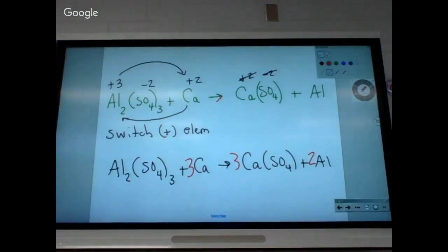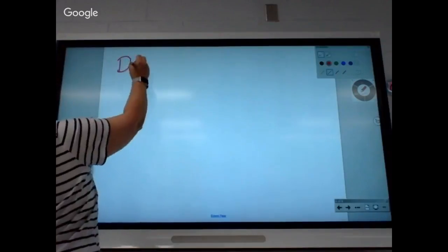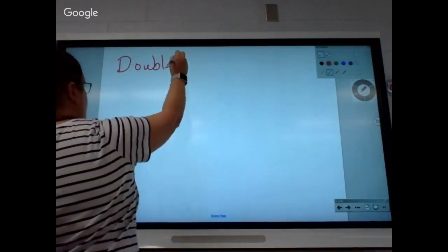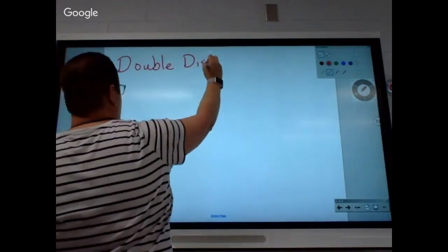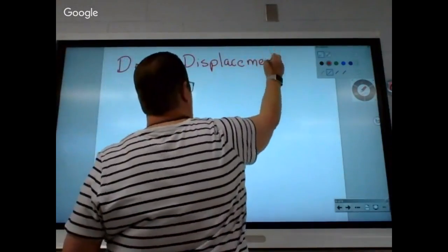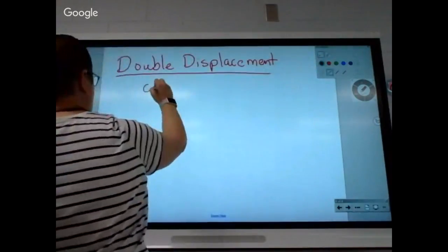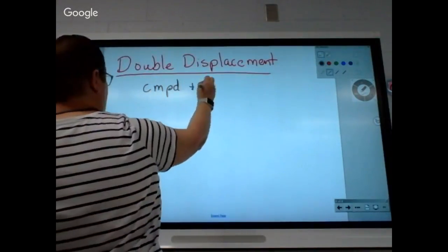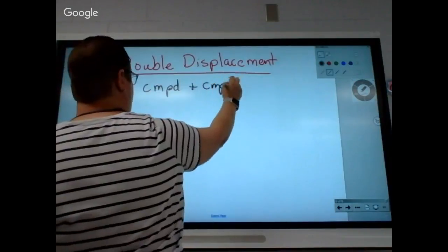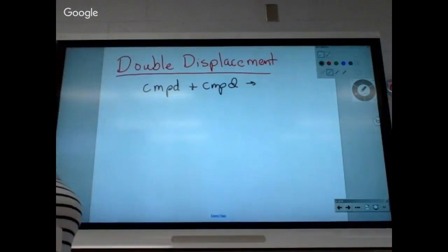Okay? All right. So just to illustrate double displacement. And I'm not going to write down anything for it because it works the same way, other than to say what you already know. It's a compound plus a compound. It's the only thing that makes it different. So the only thing that's going to be different when we predict is, are we going to have to ask ourselves, are there any diatomics? No, we're not going to ask that.